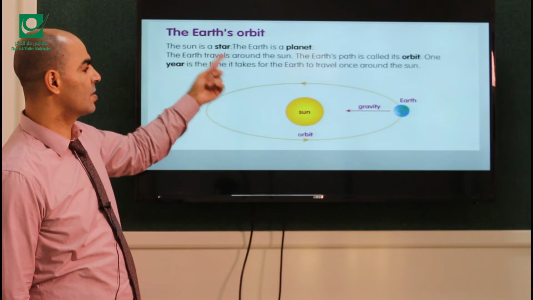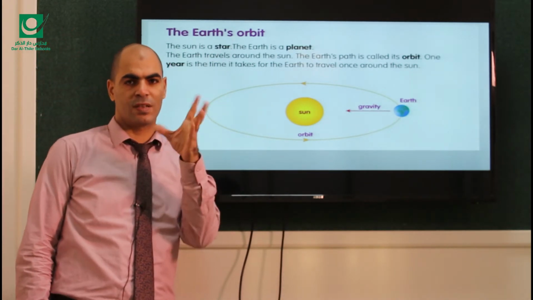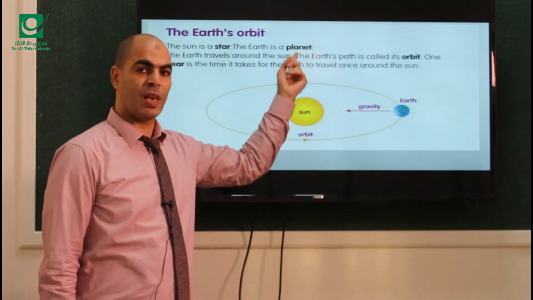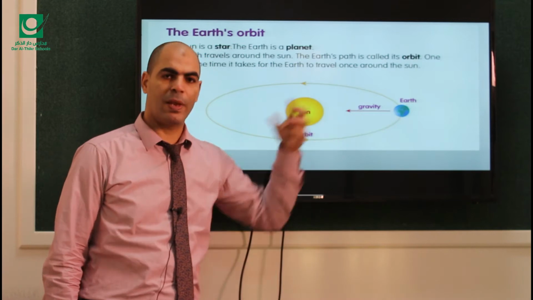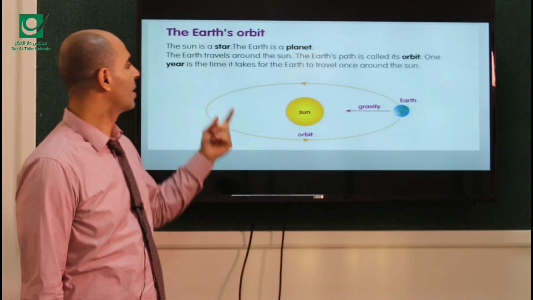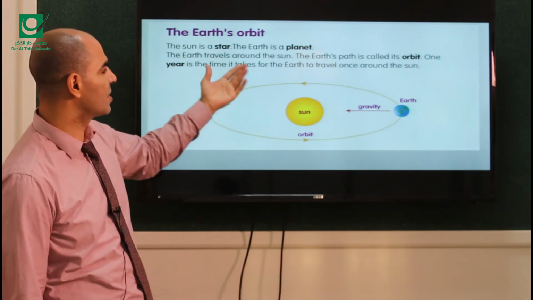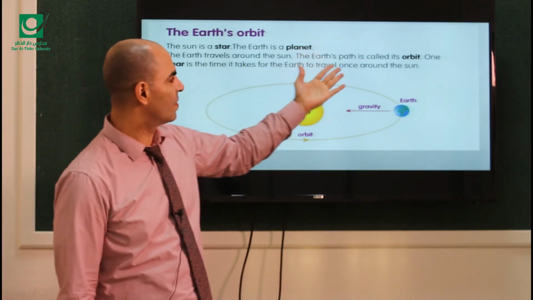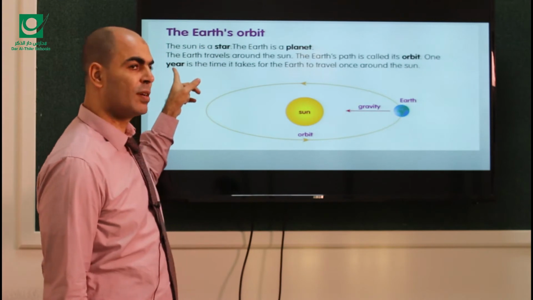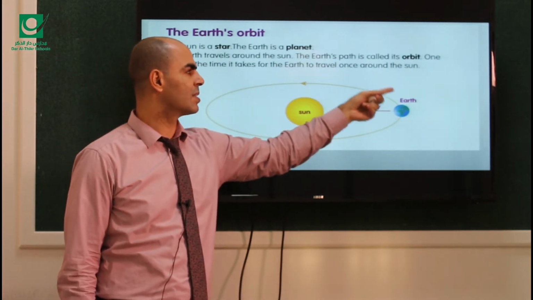The sun is a star. We know this. Why is the sun a star? Because it gives us light. The earth is a planet, okay? The planet is made up of rocks, okay? 1 year, again, the earth travels around the sun. The earth's path is called its orbit, okay? 1 year is the time it takes for the earth to travel once around the sun.